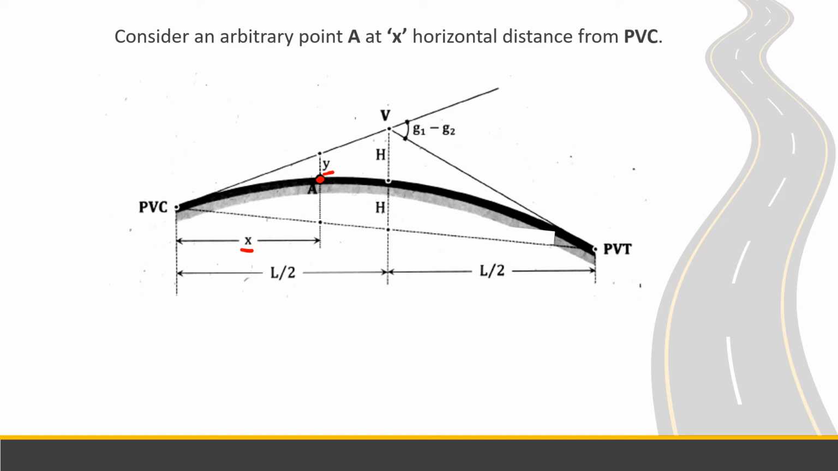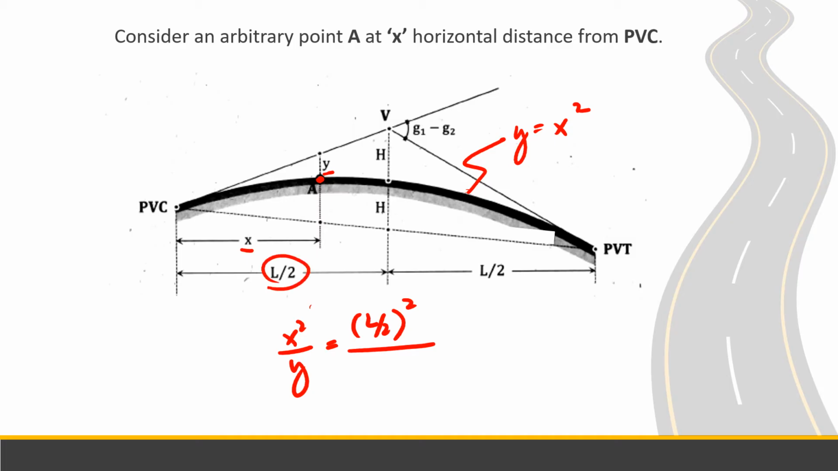In a parabola, the equation is y equals x squared. One of the properties of a parabola is that x squared over y must be equal to L over 2 squared over h. Any horizontal distance squared over vertical distance. At distance L over 2, the vertical offset is h. So this equation must be true.